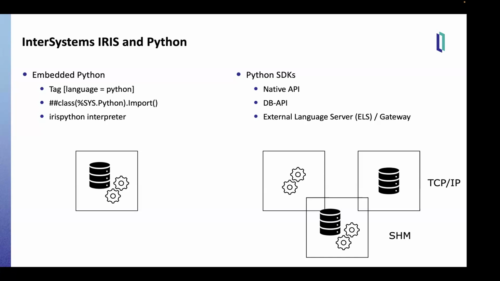But you can also choose to use what's called the shared memory approach. So if your code is sitting on the same machine as your Iris instance, they can communicate very effectively through a shared memory section, and that's a very effective approach, if your data and your logic can run on the same system.